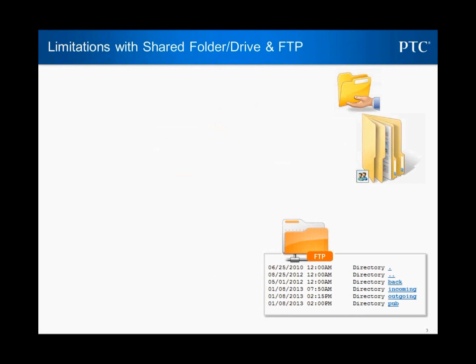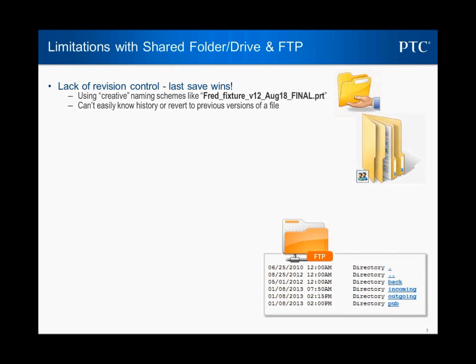So we know today that many of you use shared drives to share information, use FTP sites to collaborate with partners, and you've experienced some of these challenges where you're overwriting data from others. It's not clear what the change history was for a particular set of changes. It's hard to go back to a previous version, or it's hard to know how to get back to it.